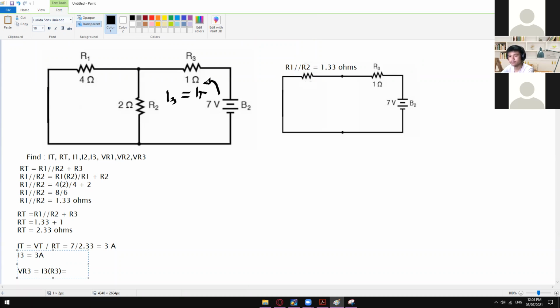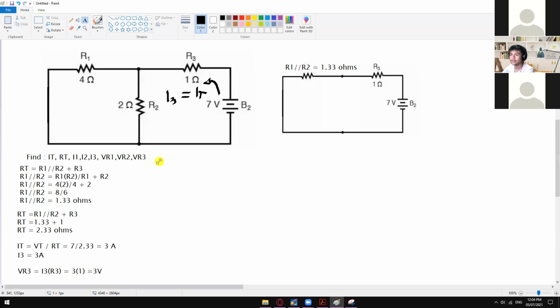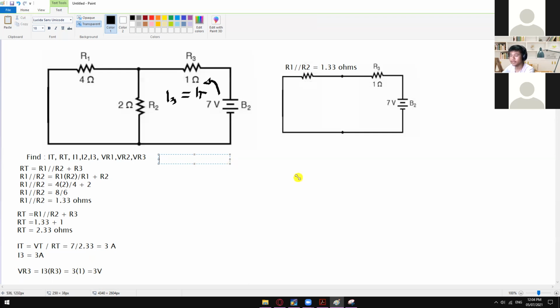And then in here, I3 is equal to 3 amps multiplied by R3, which is 1 ohm. So VR3 is equal to 3 volts. So that is the voltage drop across R3. And then the same concept with whatever we had a while ago.